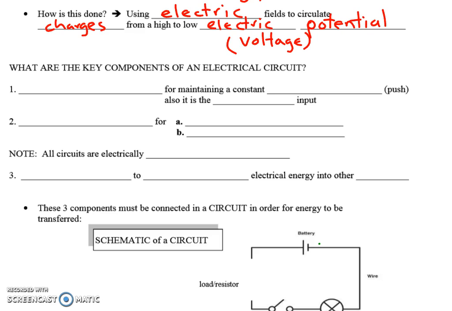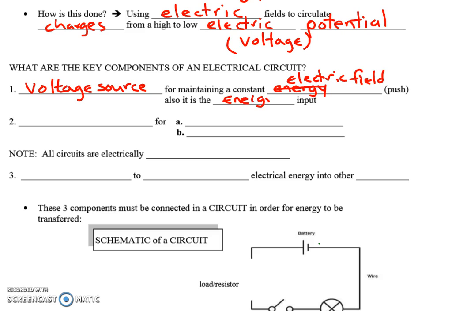Okay, so our three components. We said before we need a voltage source, okay, and that maintains a constant electric field. That's like our push on the charges, and it's also our input of energy for the system. So again, that's your battery. That could be a generator, a solar cell, a capacitor. I'm trying to think if I'm missing something there, or a static generator.